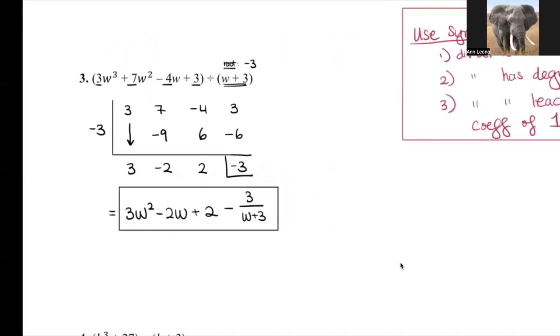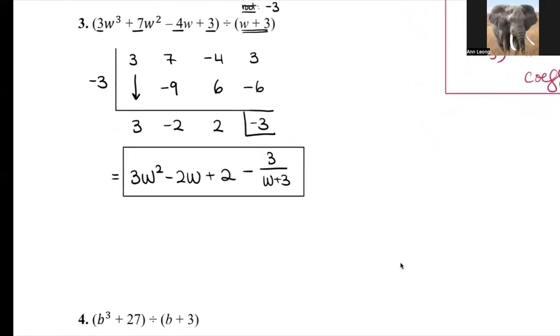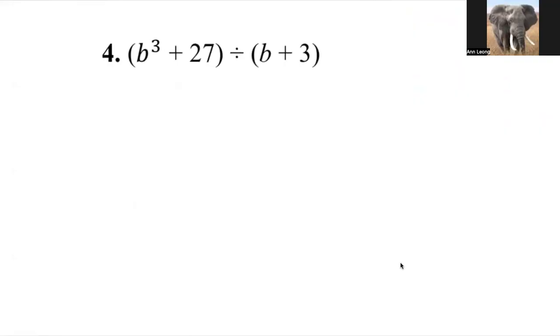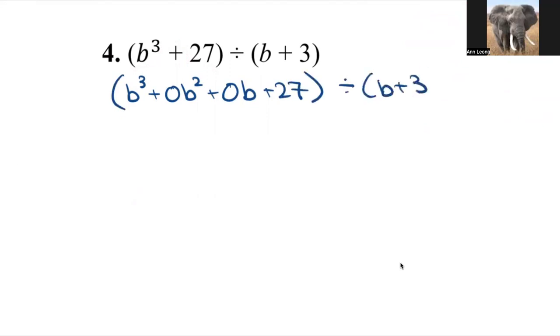Let's have you try it. Number 4, actually, let me set you up first before you try it. For number 4, I am missing a bunch of terms between these two. So this should be b cubed plus 0b squared plus 0b plus 27. You need to make sure you see those missing terms, and that it's being divided by that. Go ahead and pause the video, try out synthetic division, and see if we get matching answers at the end.